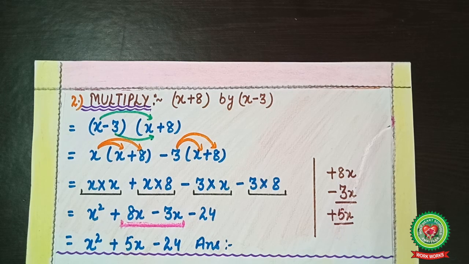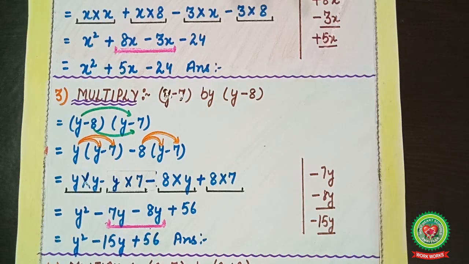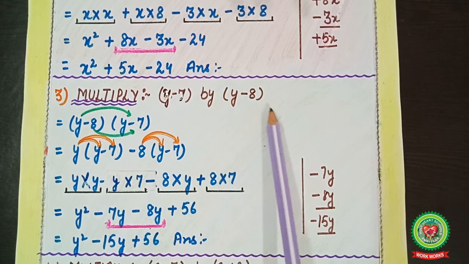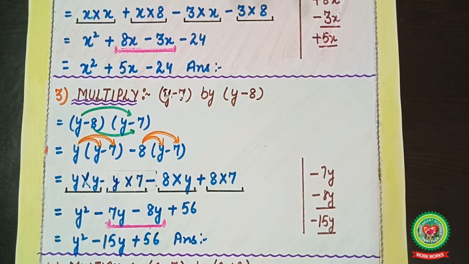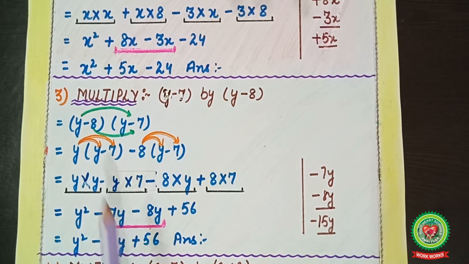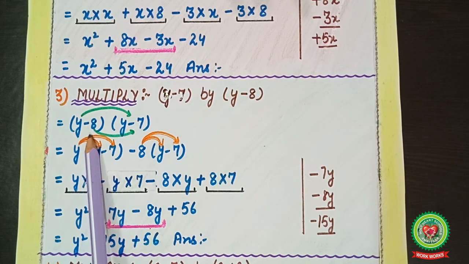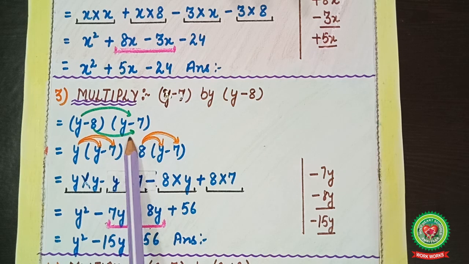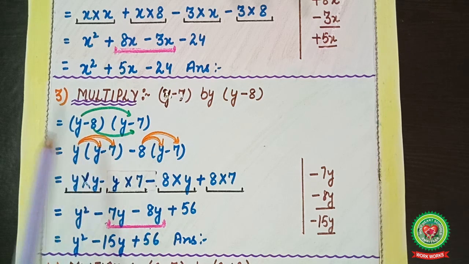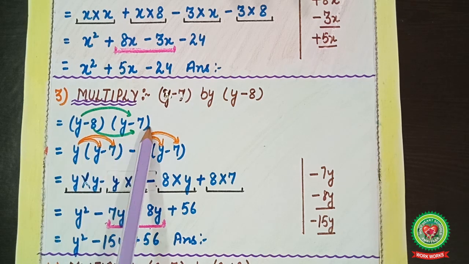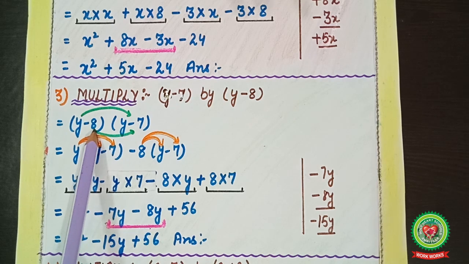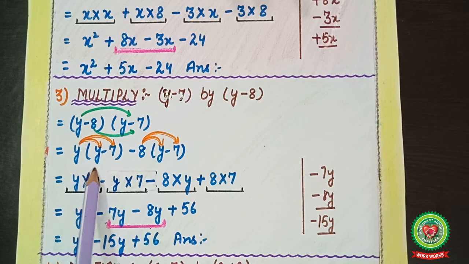So now next is example number 3. Here the statement is multiply y minus 7 by y minus 8. Again, binomial with binomial I'm taking here. Y minus 8 you will write at the first place, and at the second place you will write y minus 7. Again, you will have y multiplied with the second bracket and 8 along with its sign multiplied with the second bracket, right? So here now y bracket y minus 7.